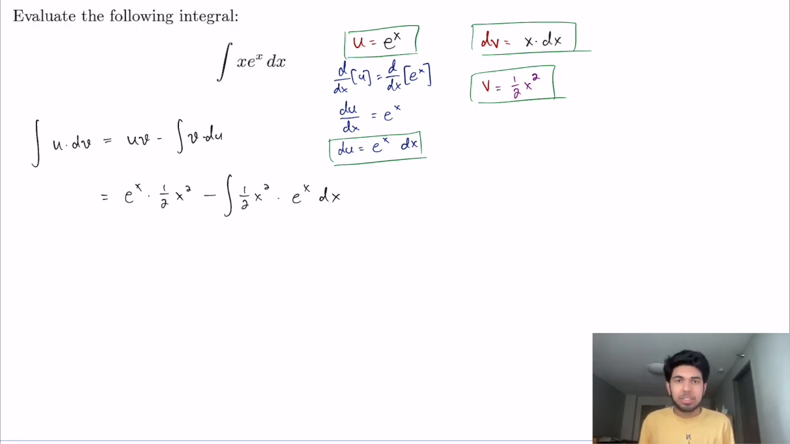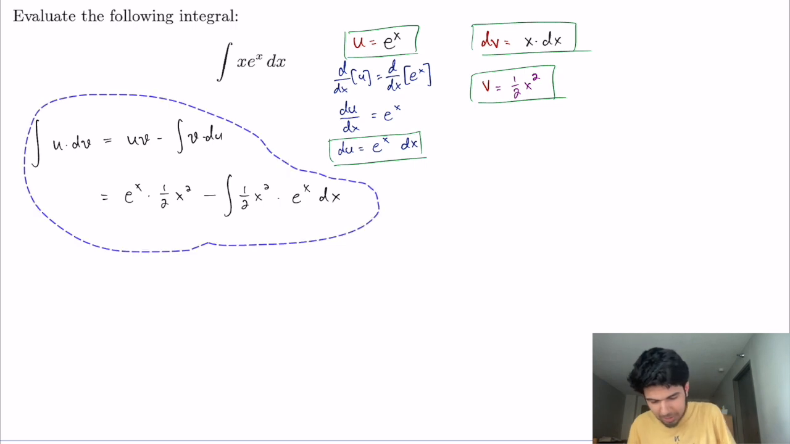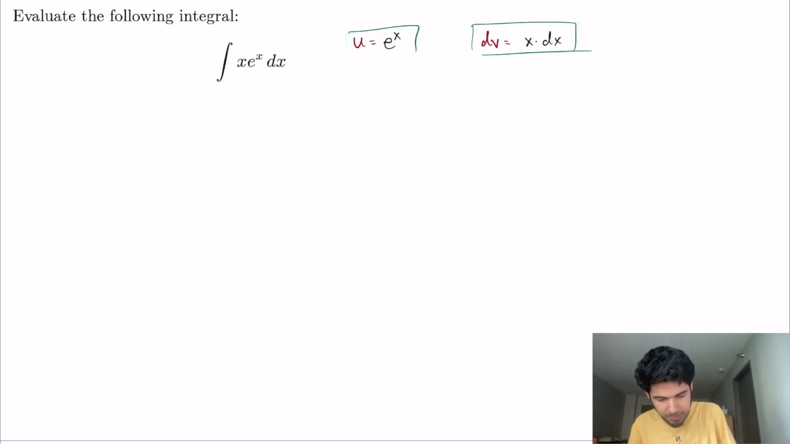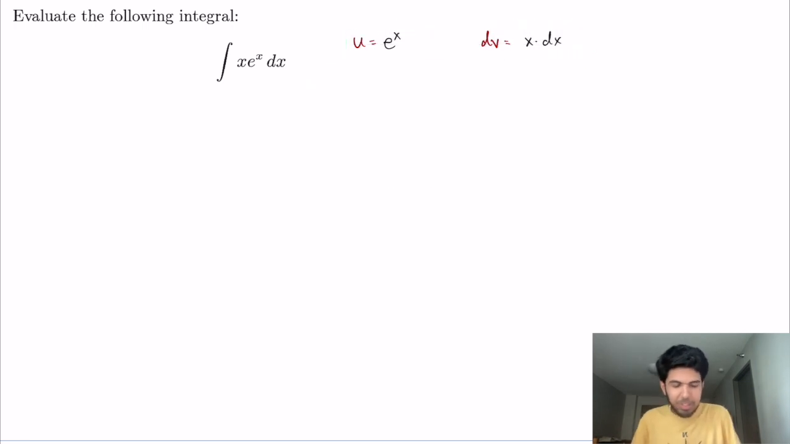So when you run into that issue, it's good to restart and choose different values for u and dv. So let's do that. I'm going to erase much of this. Okay. So if letting dv equal x dx didn't work, and letting u equal e to the x didn't work, why don't we just switch them around a little bit? Let's let u equal x and dv equal e to the x, and then just go from there. Still make sure that the product of u and dv equals x e to the x dx, which it does.